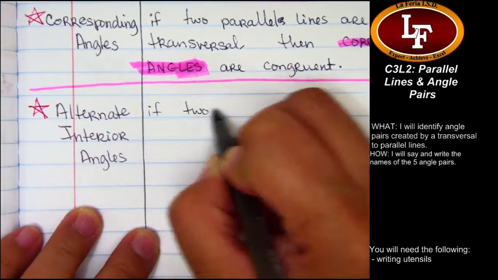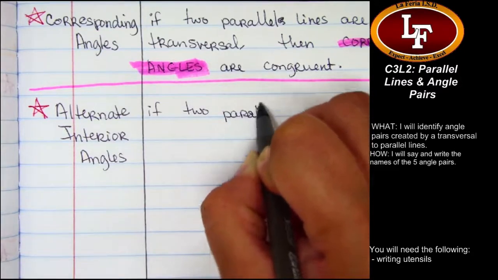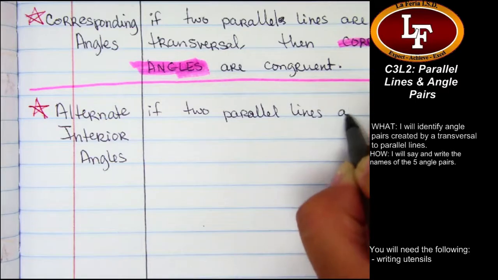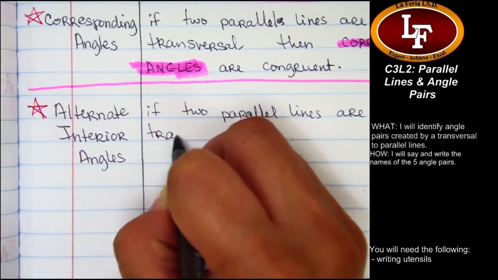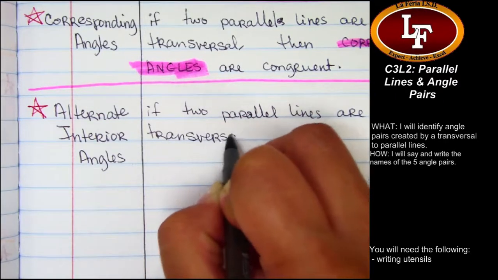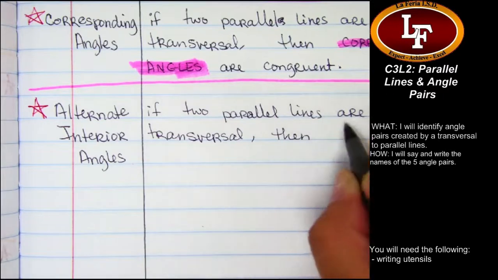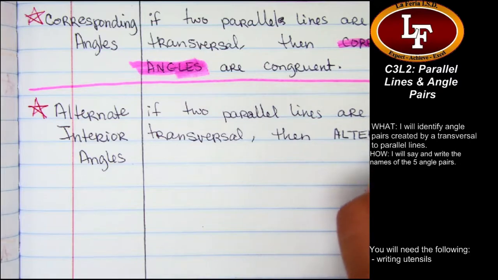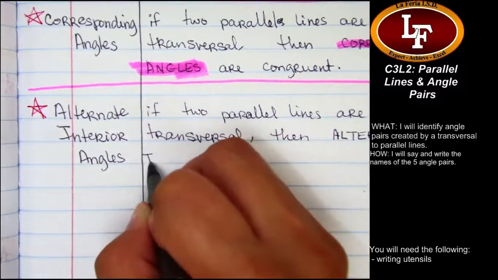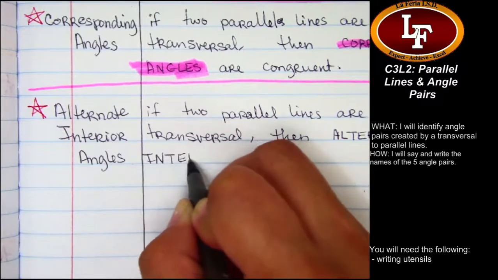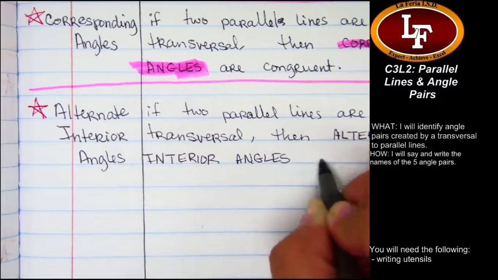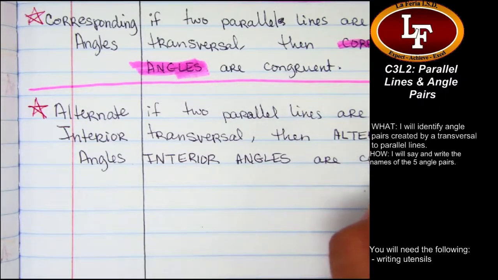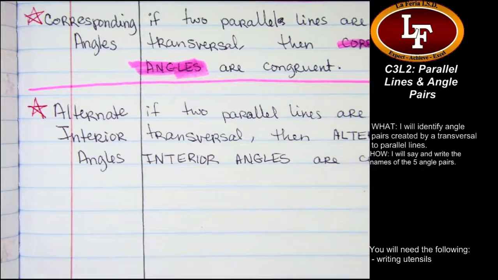The conditional is going to start out the same. If two parallel lines are cut by a transversal, then alternate (keyword) interior (another keyword) angles are congruent.